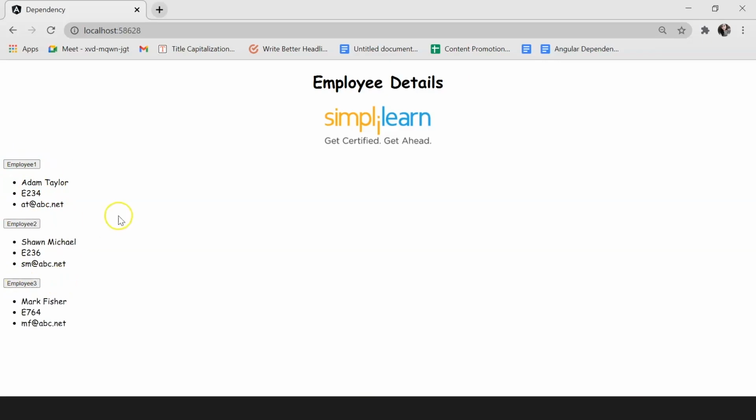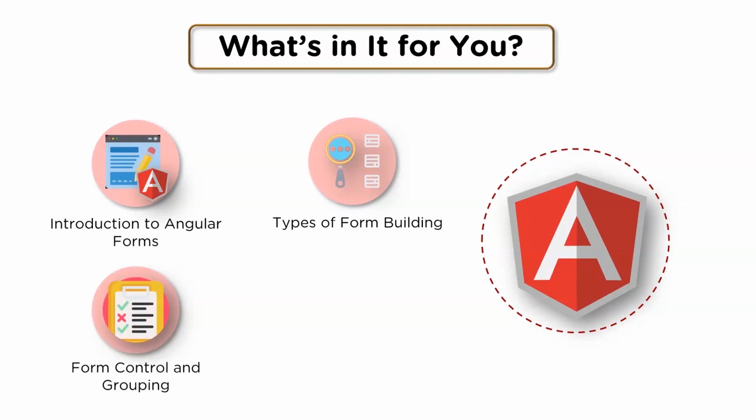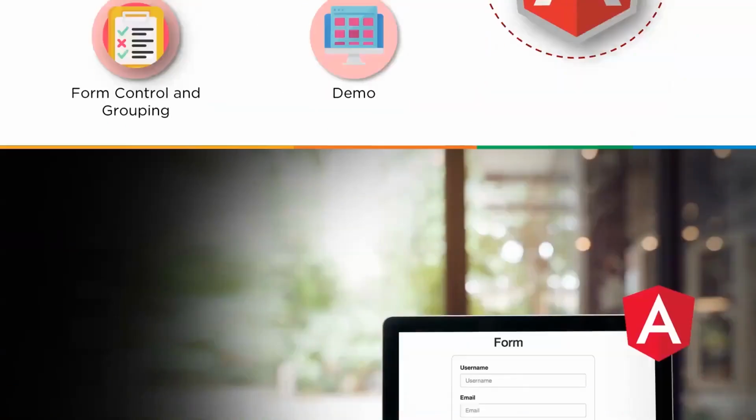So yeah, this is how you can make use of dependency injection and inject a service class into a component. So dependency injection plays a crucial role in Angular. We'll understand what Angular forms are. Then we'll look at the different types of form building supported by Angular. Next up, we'll get acquainted with features like form control and group control. And we'll learn all of this with the help of a simple demo. So without further ado, let's begin.